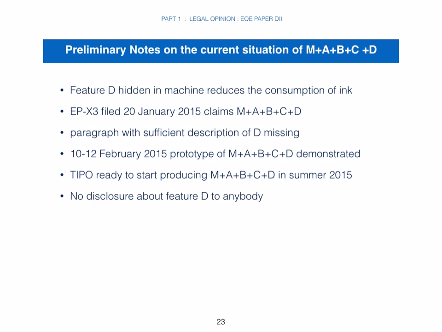10 to 12 February 2015, a prototype of M plus A plus B plus C plus D was demonstrated. And the client Typograph X is ready to start producing M plus A plus B plus C plus D in the summer of 2015, and they made no disclosure about feature D to anybody. So here then are the basic facts, and now we come to the basic date diagram.